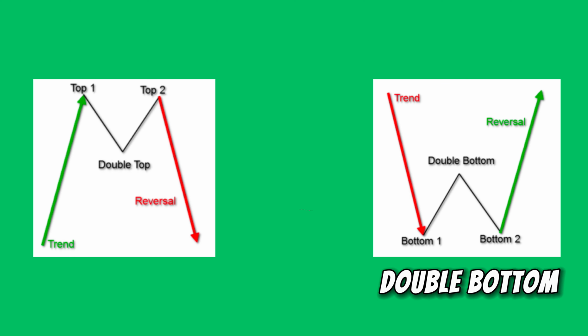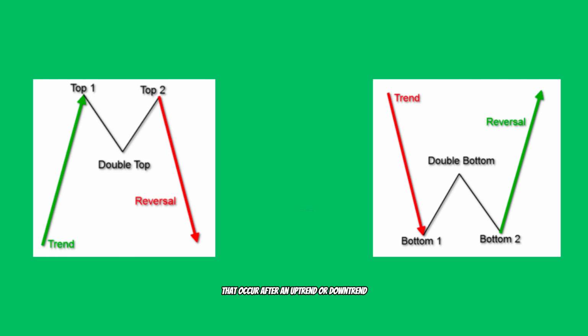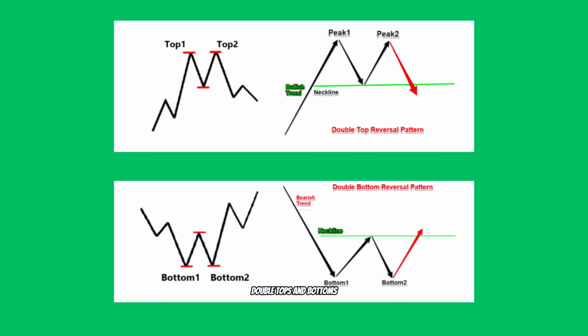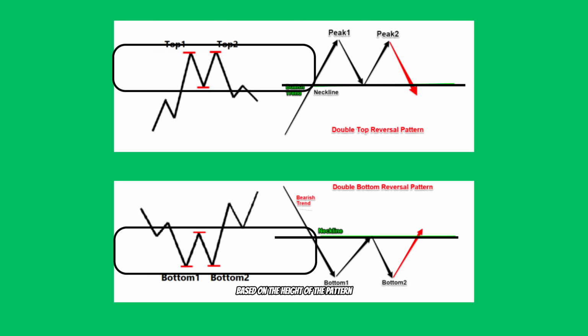Double tops and bottoms are reversal patterns that occur after an uptrend or downtrend. A double top occurs when the price reaches a resistance level twice and fails to break it, indicating that the trend is likely to reverse. A double bottom occurs when the price reaches a support level twice and bounces off it, indicating that the trend is likely to reverse. Traders can enter a trade after the confirmation of the reversal with a stop loss above or below the neckline and a take profit level based on the height of the pattern.